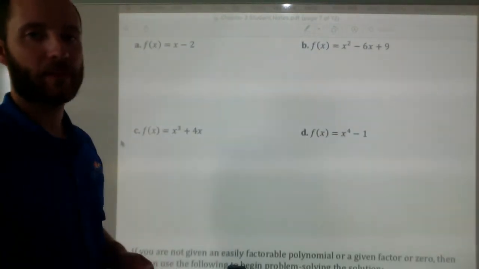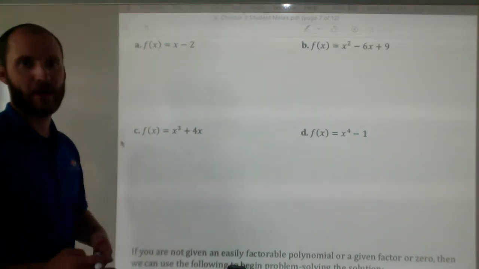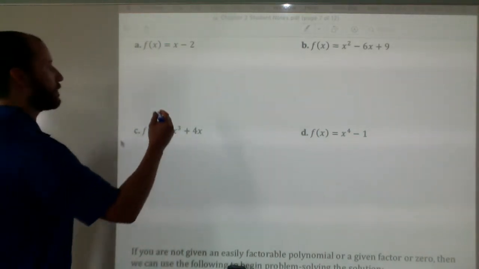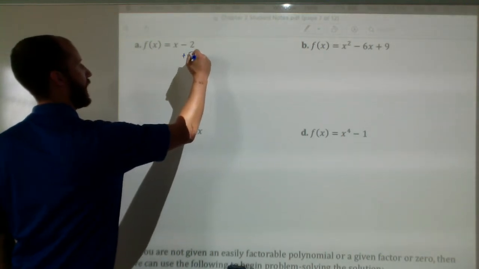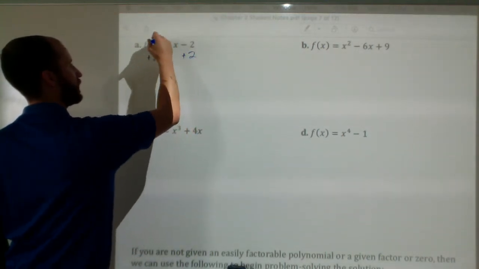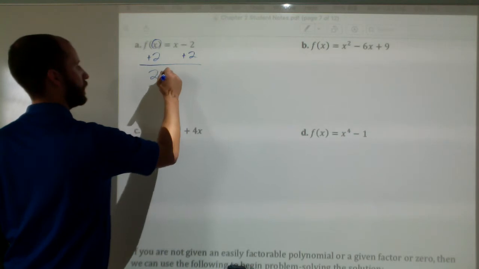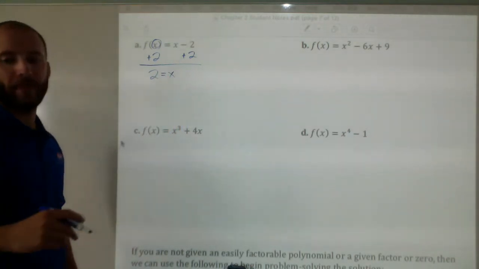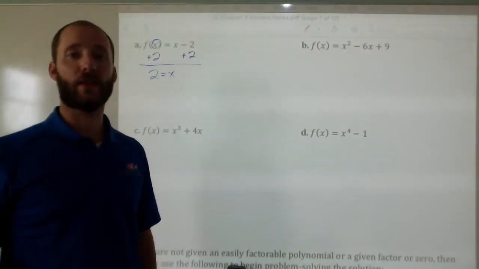Looking at a couple of examples here, f of x equals x minus 2. You can solve that using inverse operations. Add 2 to both sides. We're replacing f of x with 0. And you get a real zero of x equals 2.